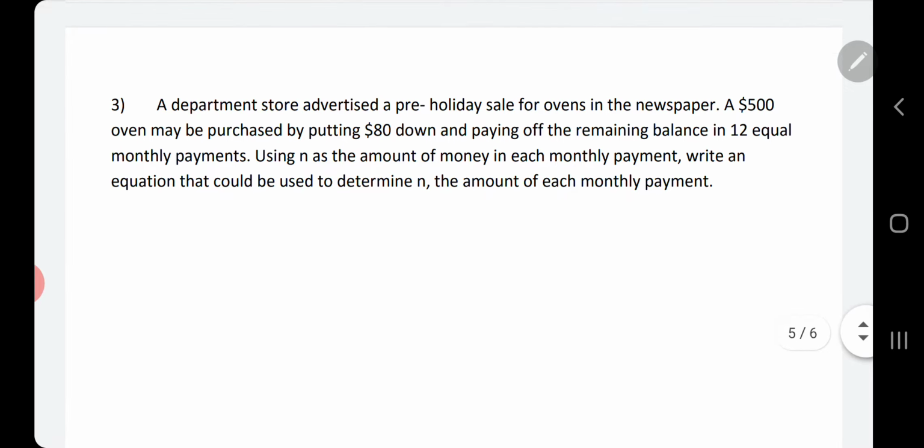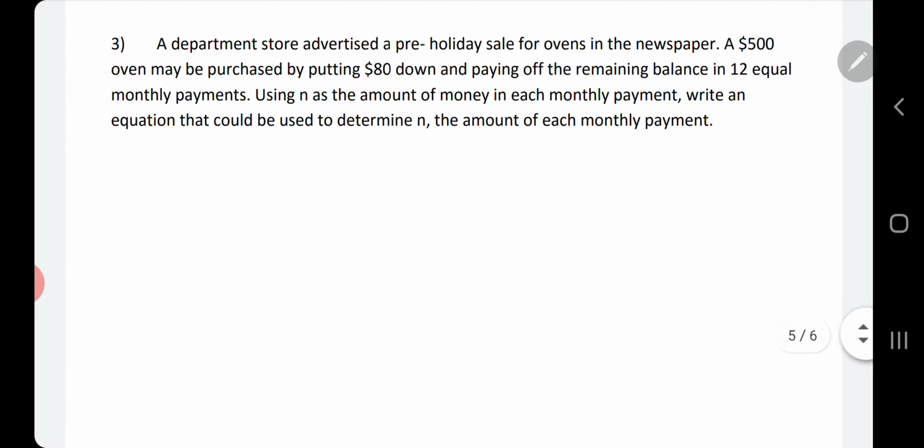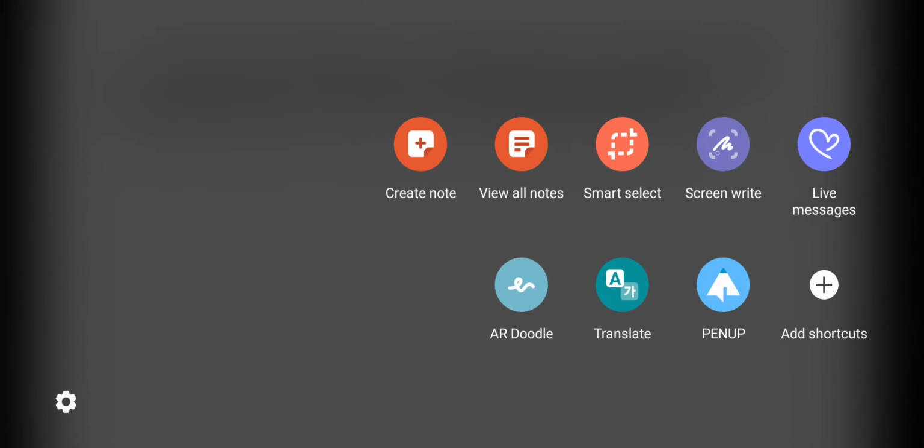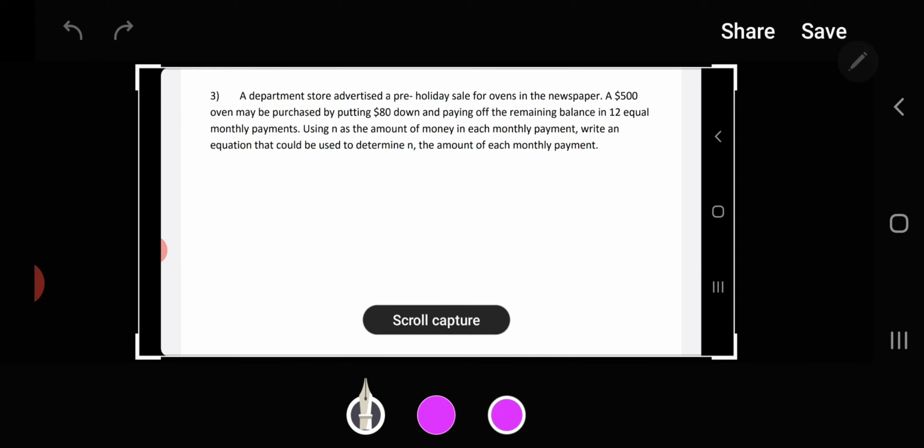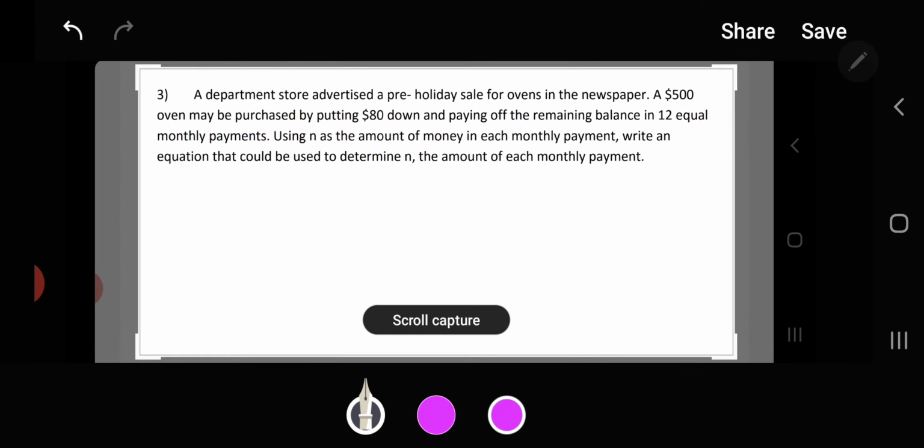Okay, next question. A department store advertised a pre-holiday sale for ovens in the newspaper. A $500 oven may be purchased by putting $80 down and paying off the remaining balance in 12 equal monthly payments. Using N as the amount of money in each monthly payment, write an equation that could be used to determine N, the amount of each monthly payment. Again, not solving, just trying to figure out the equation.